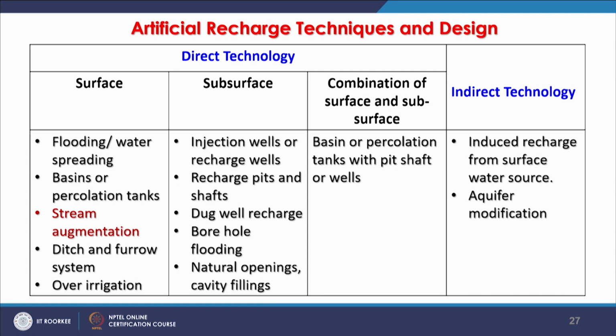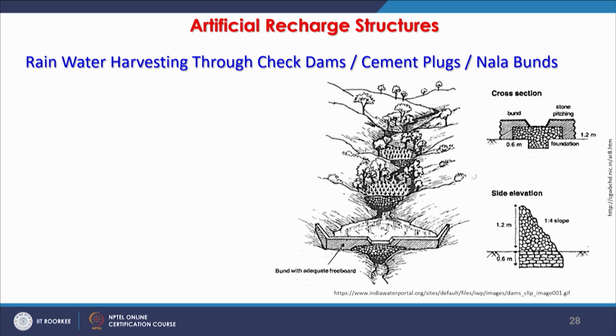Now, one other important point which we are discussing here is stream augmentation, that is, how recharge structures along a stream will ultimately augment water in the stream. These can be cascading, as also shown here, one after another. So, at the tail of one water storage structure or small dam or check dam ends, another can come after some distance, and we can have a series of such structures even up to the second order of streams.